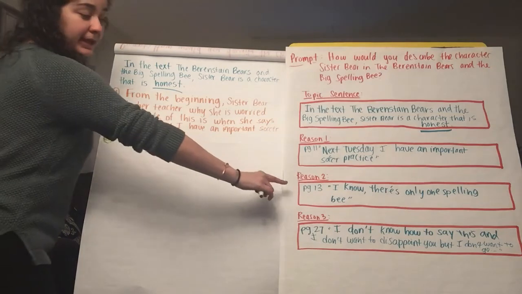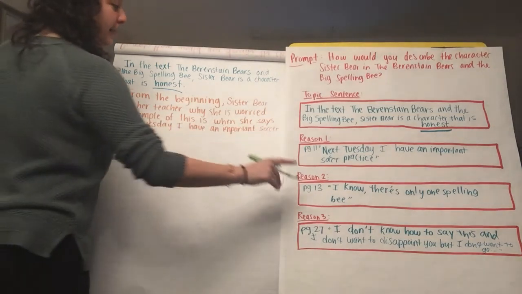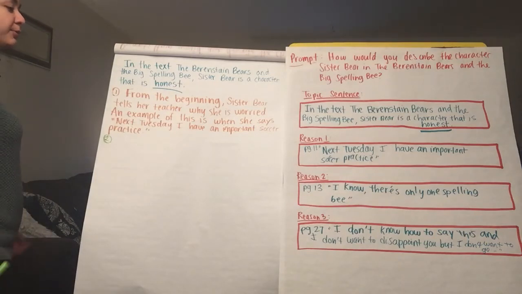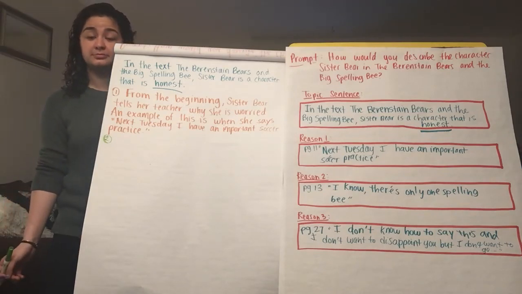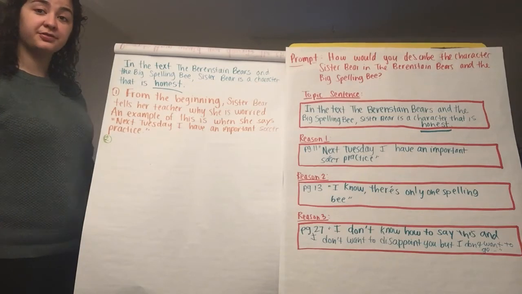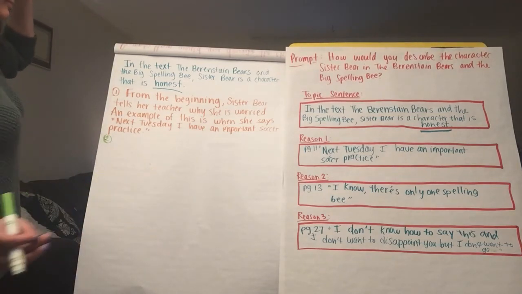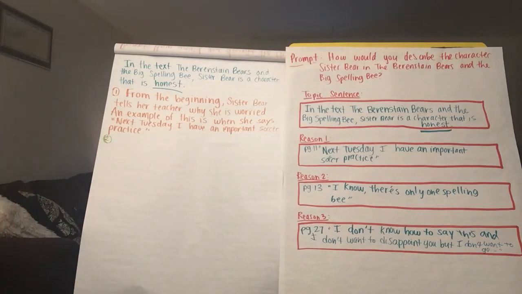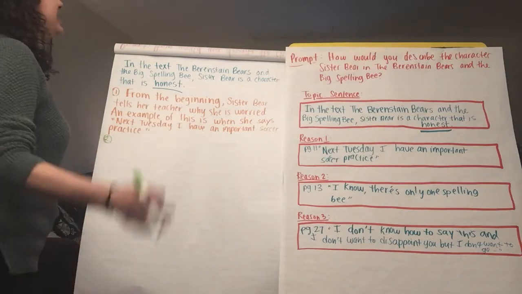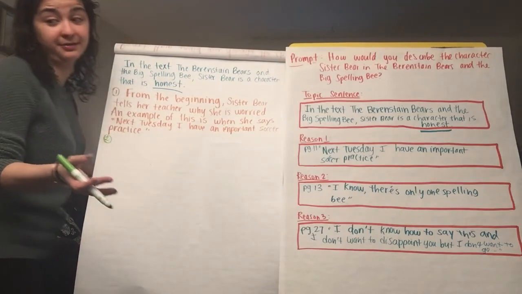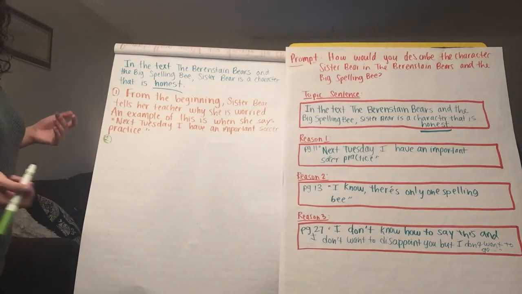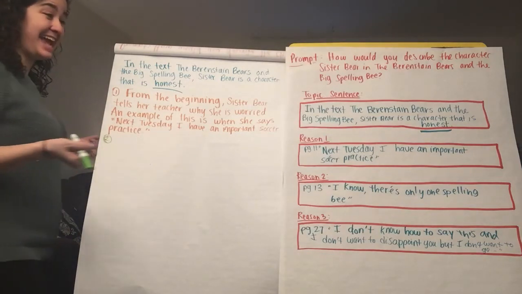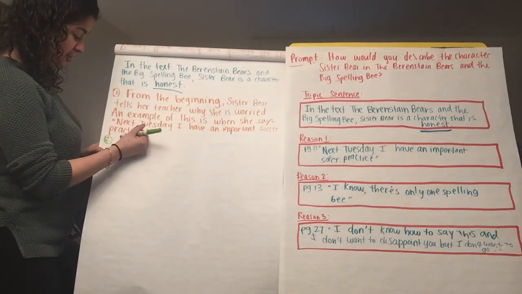Now, looking at my plan, because we always reference back our plan, on page 13 she said, I know, there's only one spelling bee. Thinking back, she said that to who? She said that to her friend, that's right. So, in her being honest with her friend, she is showing how much she cares because she's just so involved, she just can't decide which one she's going to be a part of. So, you could either say second, you could say also, or next. I'm going to choose also.